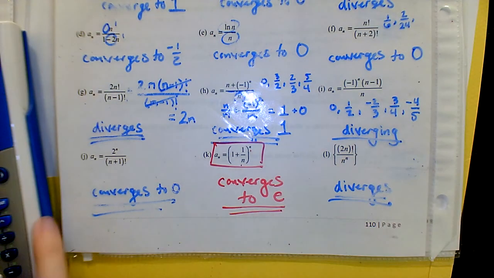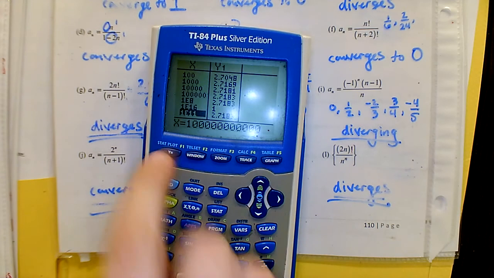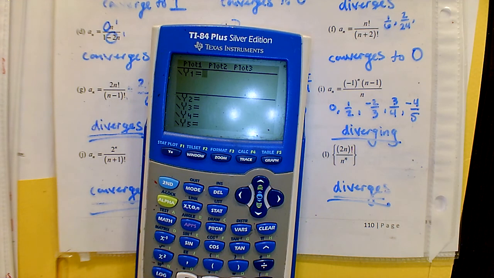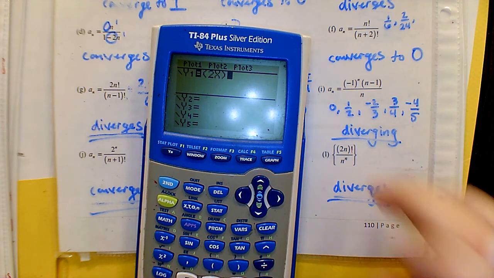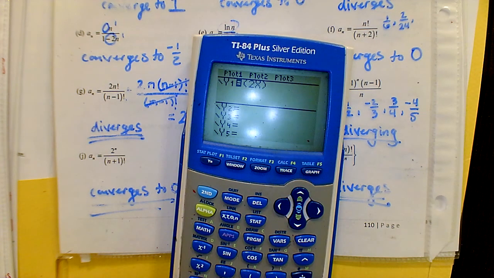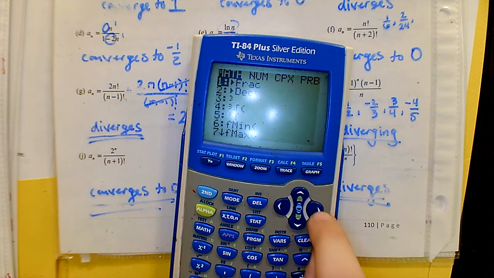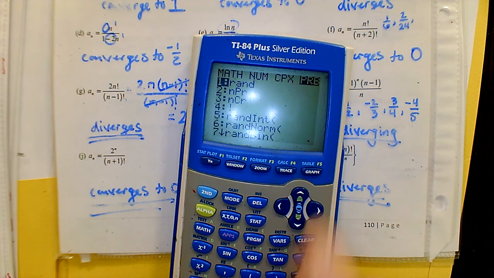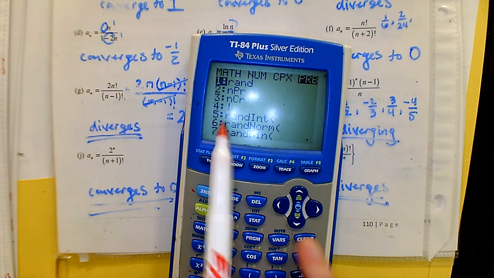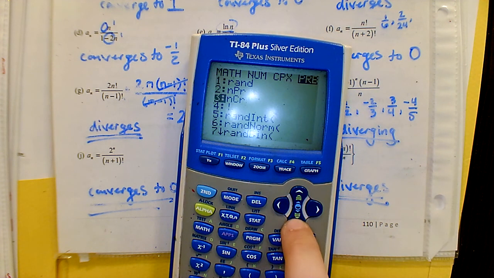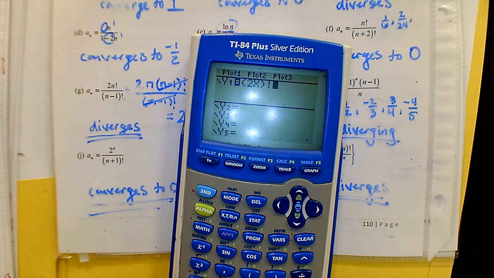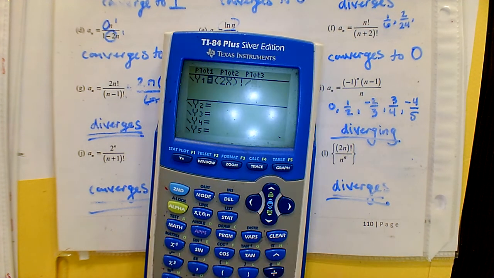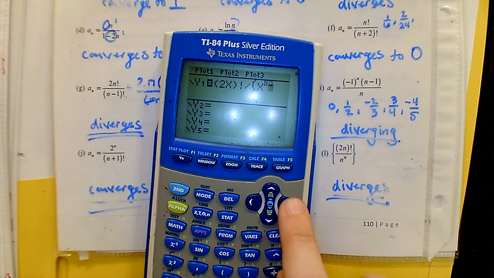All right, let's go ahead and check out the letter L. So we'll go back to the y equals and clear it out. We need 2x, and then the factorial button on your calculator. If you hit math and go over to probability, the last option on the right, the exclamation point, is number 4. And then we're going to divide by x to the x.